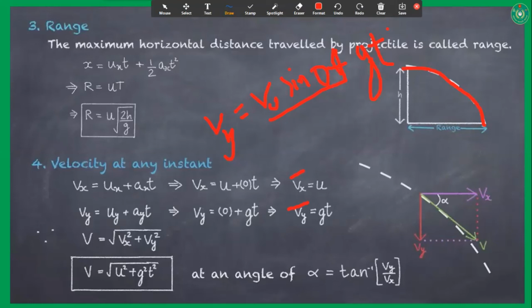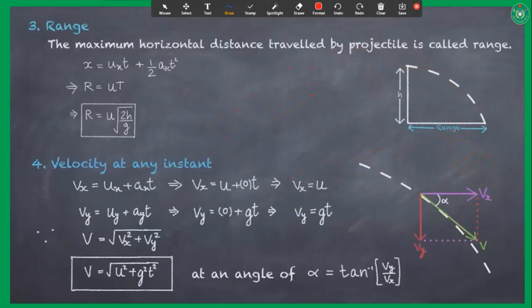if you think here, this is thrown at angle theta, and here you can find a triangle. From this triangle you can write tan theta is equal to Vy divided by Vx. And from this you can write tan theta or alpha is equal to tan inverse Vy divided by Vx.